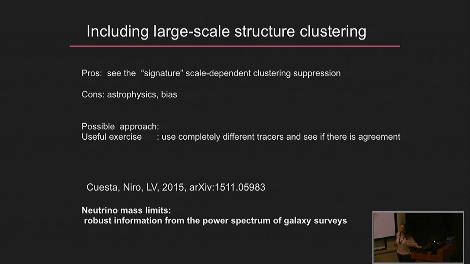So, including large scale structure clustering. Pros: you can see the signature scale-dependent clustering suppression. Cons: there are astrophysical effects, which are poorly understood, at least in cosmology, and there is galaxy bias. So a possible approach, or at least a useful exercise, is to use completely different tracers of the dark matter distribution and see if there is agreement. And this is what we did in this paper here.